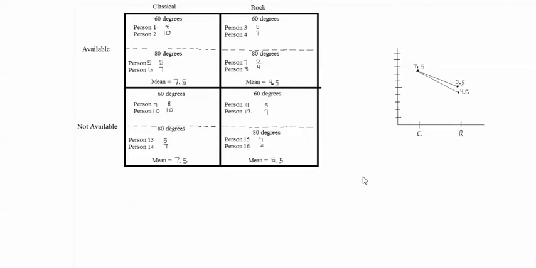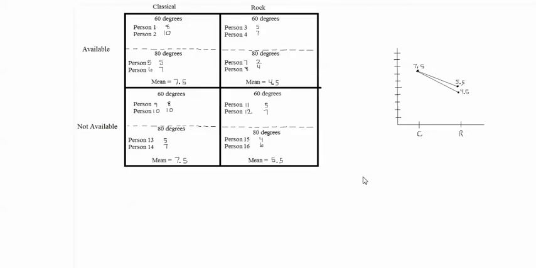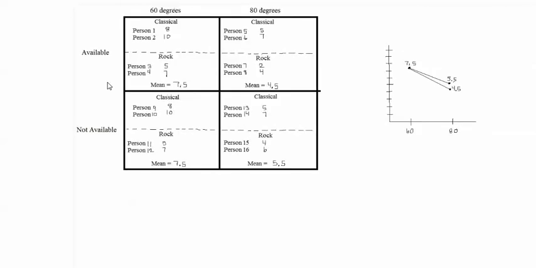So we have an interaction between type of music and temperature. We have an interaction between type of music and availability of water. Now we have to look at whether there's an interaction between temperature and availability of water. And when we plot these four cell means, we do have an interaction right here.